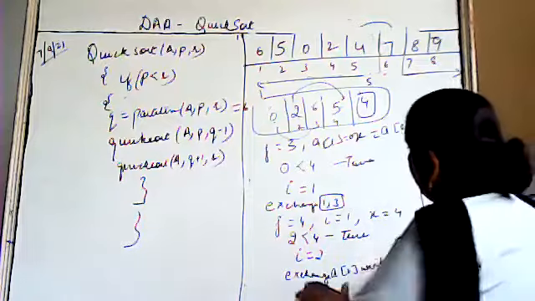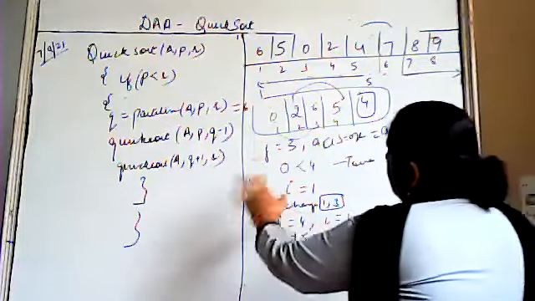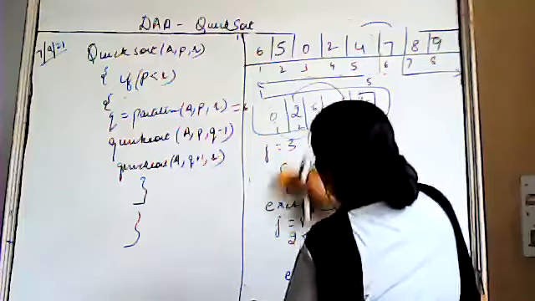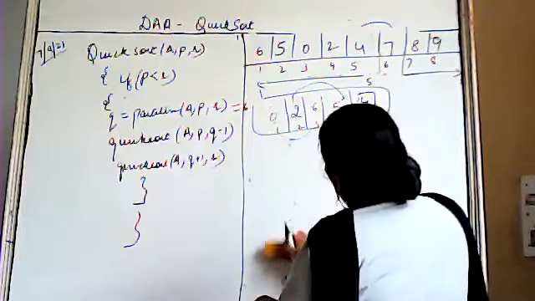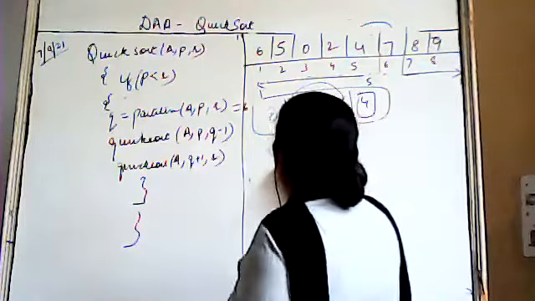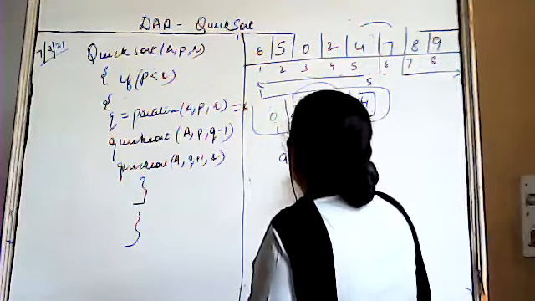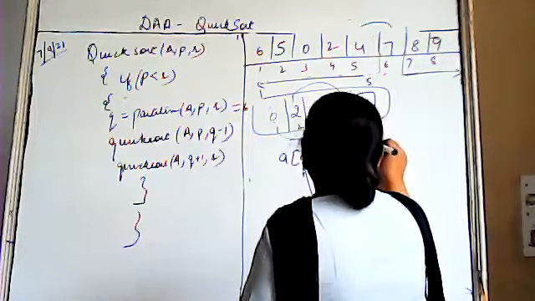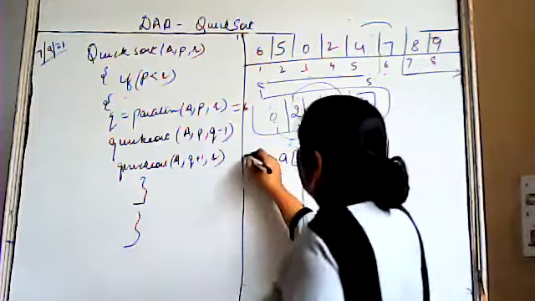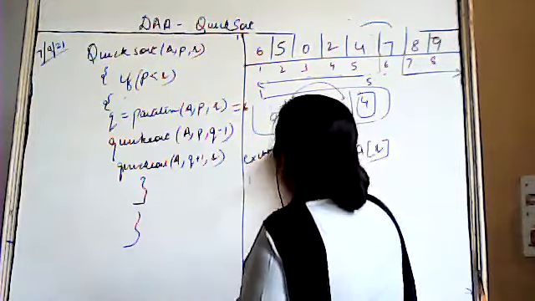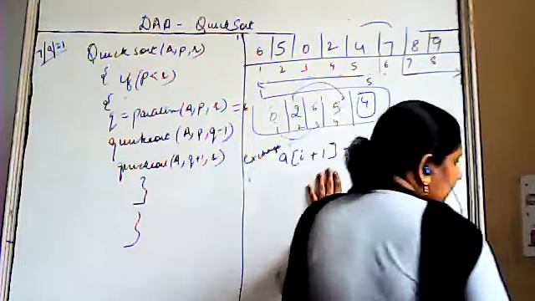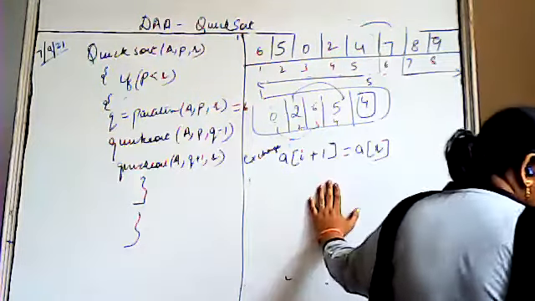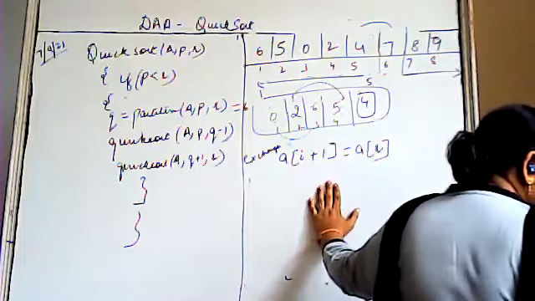Now my loop is over because when I increment J, it becomes 5, so the condition becomes false and the loop will be stopped. And you will write A of I plus 1 is equal to A of R. We have to exchange A of I plus 1 with A of R. Now how will you do it?